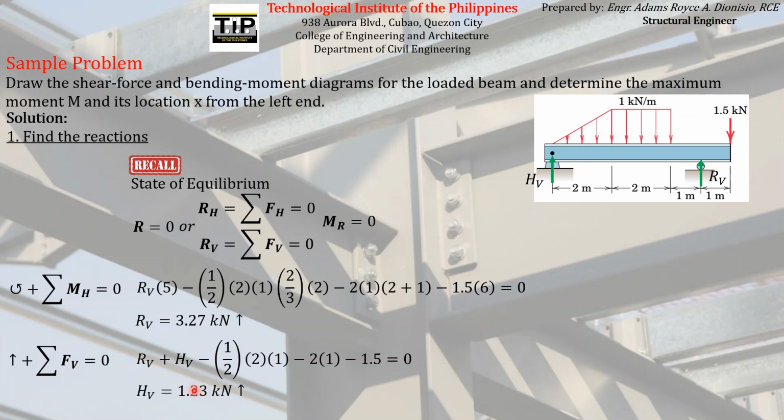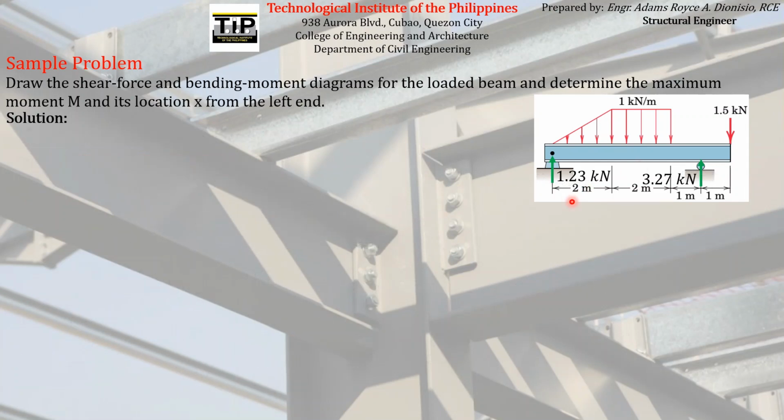So again, it has a positive sense or positive value, so meaning our assumed direction is correct. So let's put those correct magnitudes. So that is the first step on our procedure.